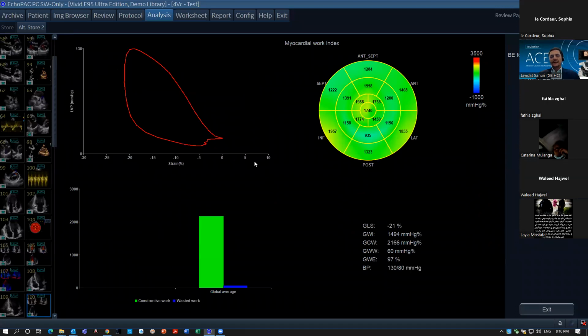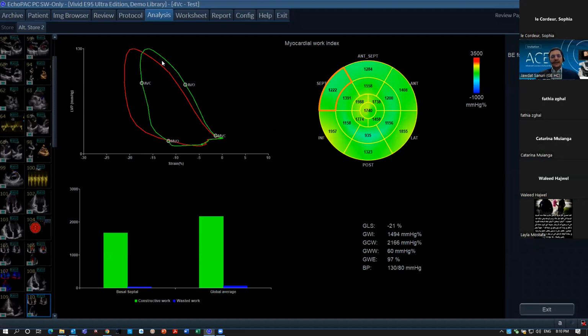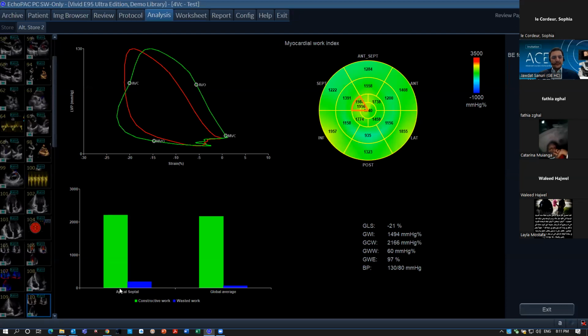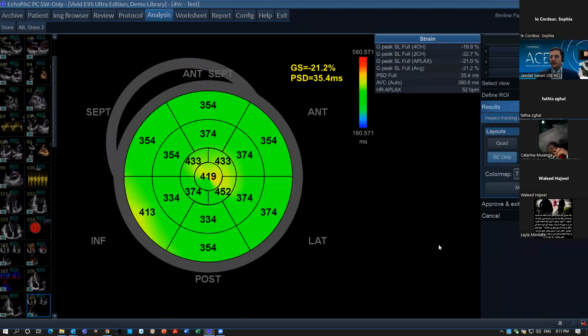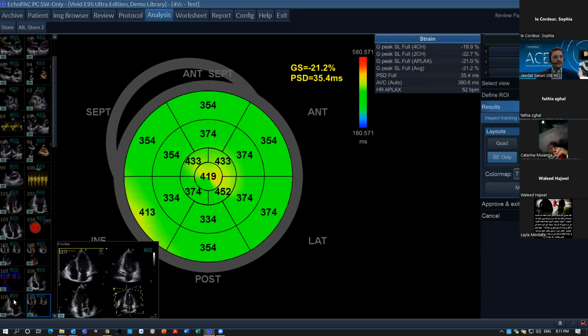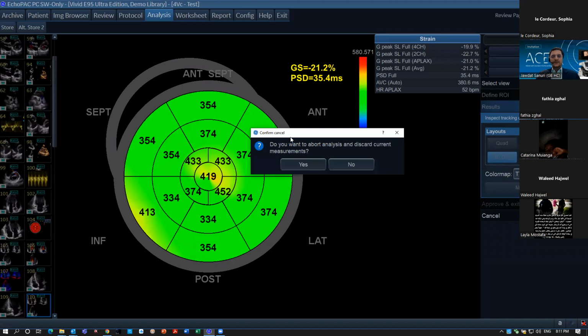We can do segmental assessment, so we can compare the actual strain pressure curve for the global as well as for each segment. For example, this is a bit off. And again, in the bottom here, it shows me also the global average and the segmental constructive versus wasted work. Constructive is in green, wasted work is in blue for each of these segments. So this is for myocardial work.